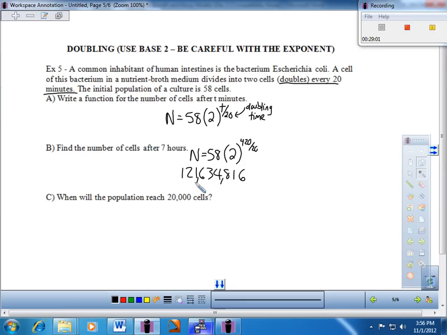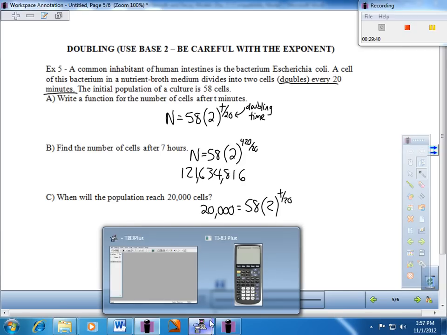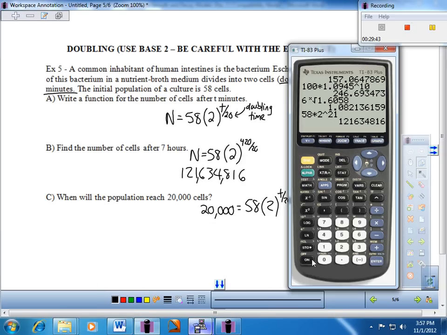Now let's switch gears. When will the population reach 20,000? All right, everyone, so it's time. Let's put in that output. 20,000 equals, let's do the 58, 2 raised to the t over 20. Okay, very nicely done. And again, just working through the math, I think everybody would be in agreement. We want to divide by that 58, bring it on over. So I'm going to do that up here. And let's see, I've got 20,000 divided by 58.